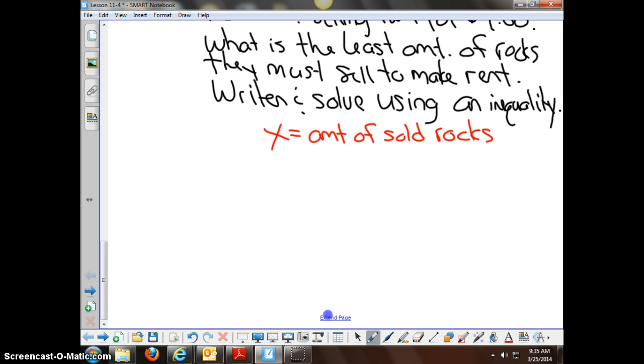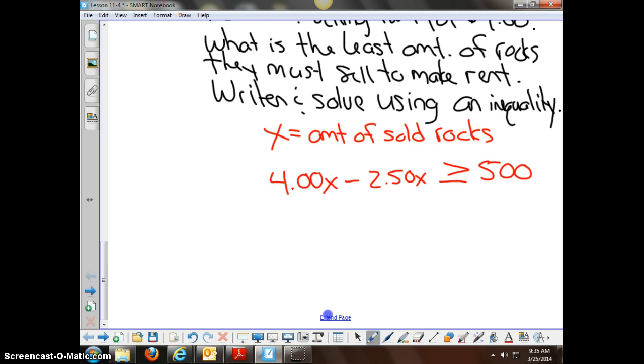And you're going to say $4x, because they're selling x amount of rocks for $4, minus 250x. And what does that represent? The amount they're buying the rocks for. Okay, so they're buying an x amount of rocks for 250. Is greater than or equal to $500. And it definitely has to be equal to, right? Because we want to know the least amount, but they can go over and be happy too. Okay, you guys agree with that?